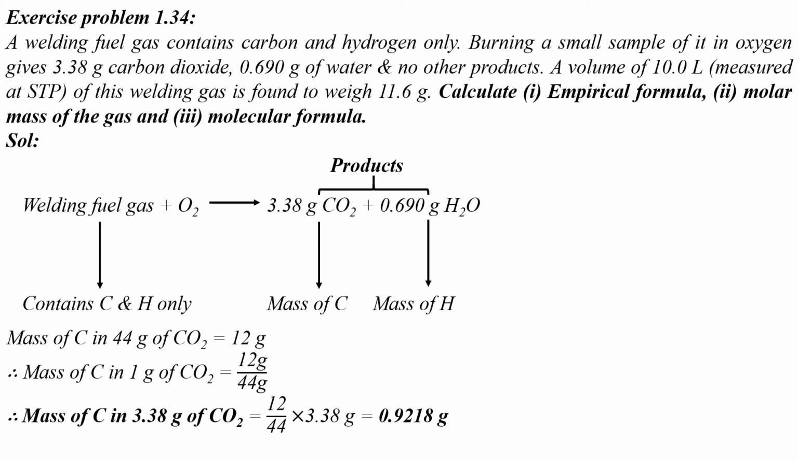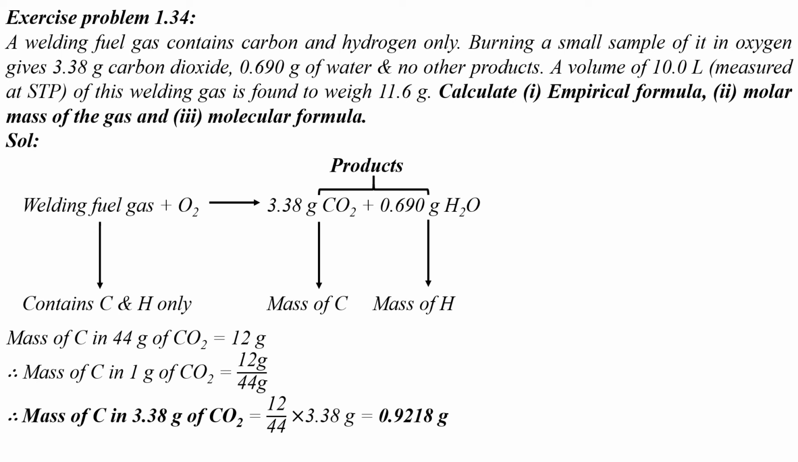Now children, this problem is a bit different from all the other problems we encountered in this chapter. There's a clue hidden in this problem, and if you crack it, you could solve this problem easily. Now read the first sentence. A welding fuel gas contains carbon and hydrogen only. So it means the welding fuel gas consists only of carbon and hydrogen as constituents. Now we need to find out the ratio in which carbon and hydrogen is present in this gas sample in order to answer the first question.